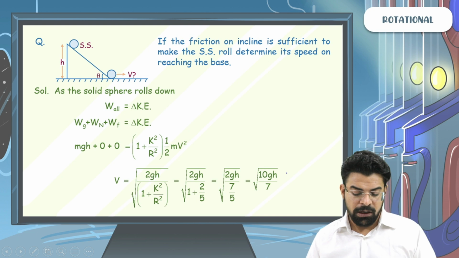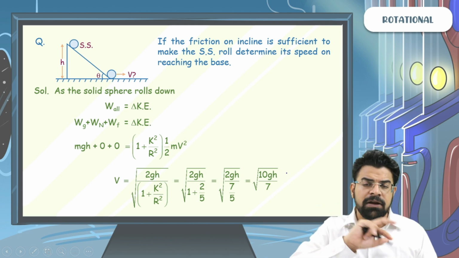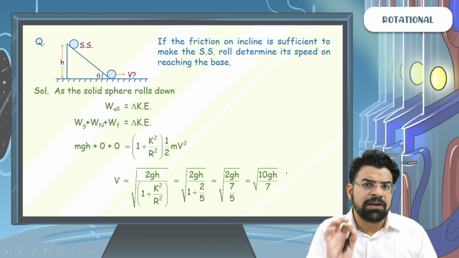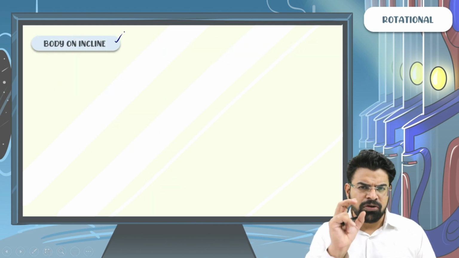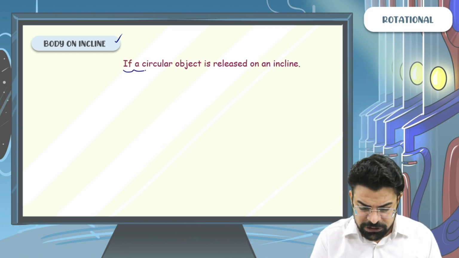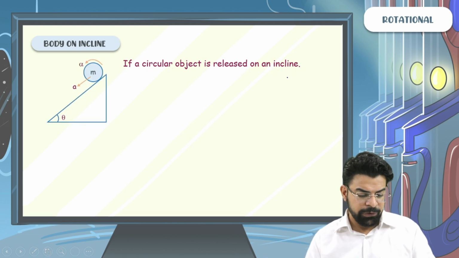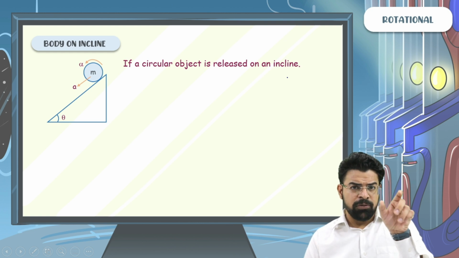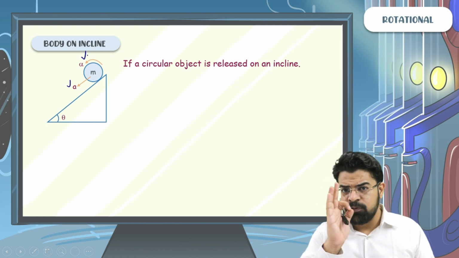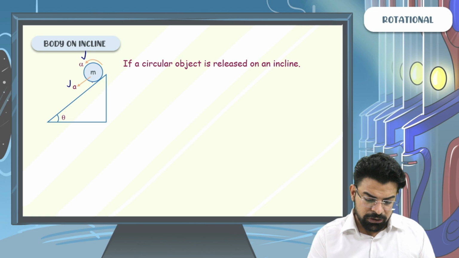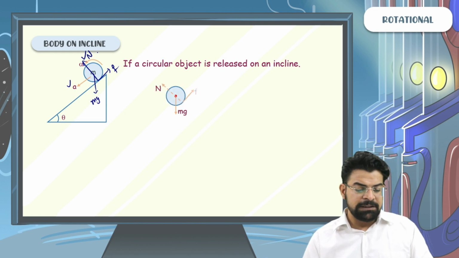Okay. Let's see the case when a body rolls on the incline. What is the friction force acting on it? What is its acceleration? So let's see that part. So, any circular body on the incline. If a circular object is released on an incline, we know that if it performs pure rolling, it will have some acceleration as well as some angular acceleration. Now visualize the forces acting on this circular object. There will be force of gravity, force of friction, and force of normal.